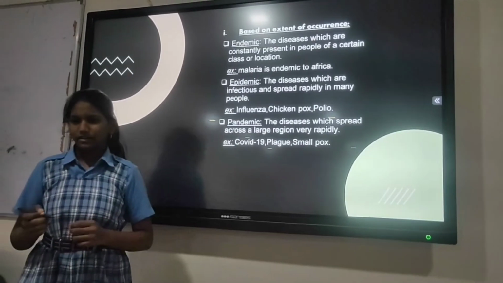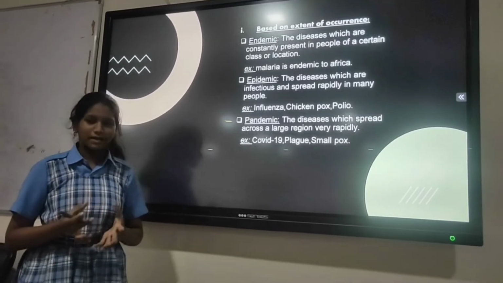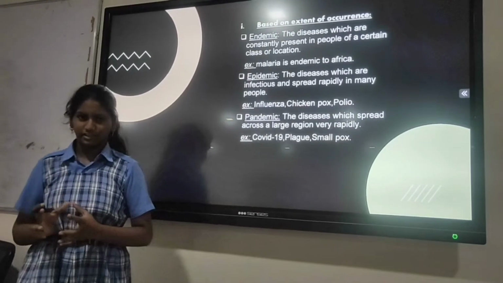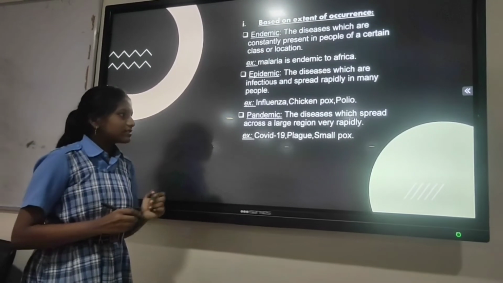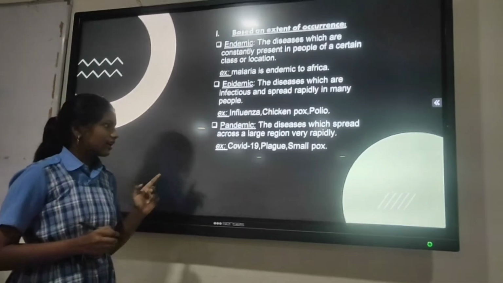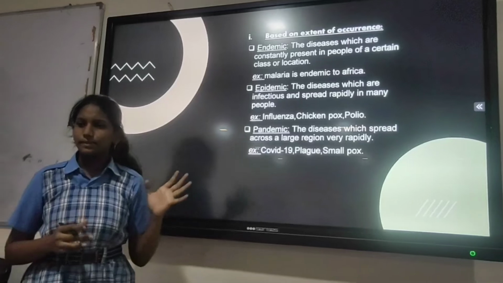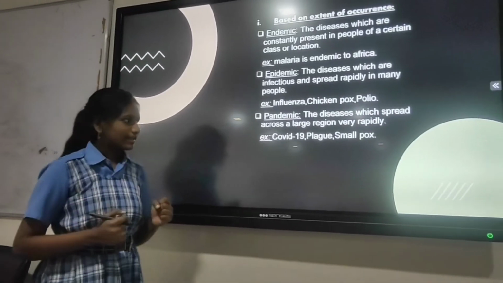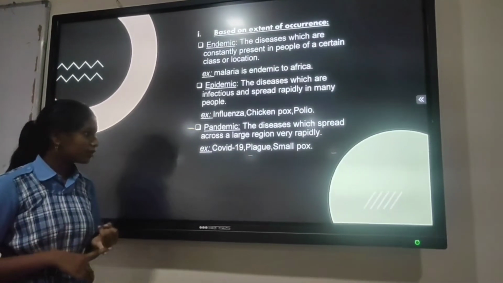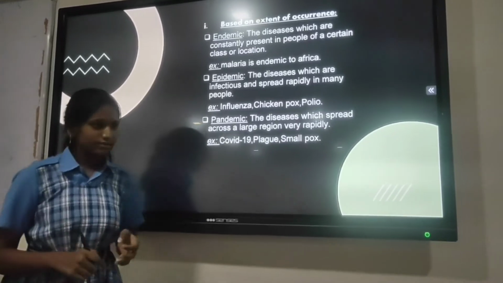Next one is pandemic. We are in a pandemic situation in the presence of COVID-19. Pandemic means diseases which spread across a large area very rapidly. This is also an epidemic, but these spread over a very large area. Examples are COVID-19, plague, and smallpox.